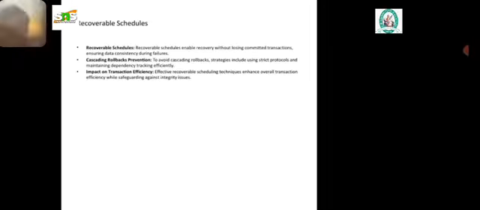Next, recoverable schedules. They ensure data consistency during failures without losing committed transactions. For cascading rollback prevention, avoid cascading rollbacks. The strategy includes setting protocols and maintaining dependency tracking efficiently. As for the impact, recoverable scheduling techniques enhance overall transaction efficiency while safeguarding against integrity issues.